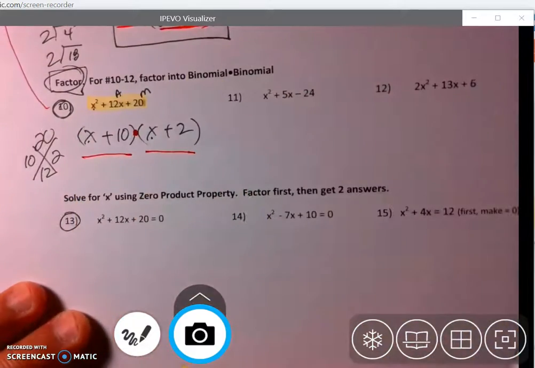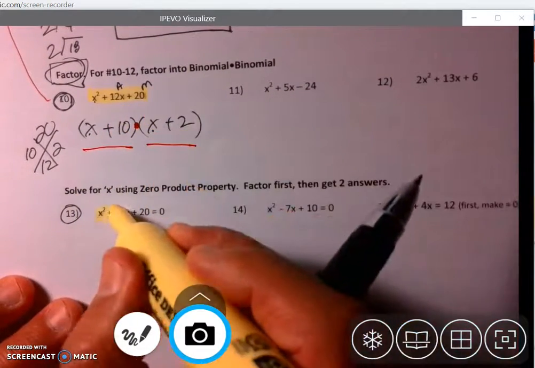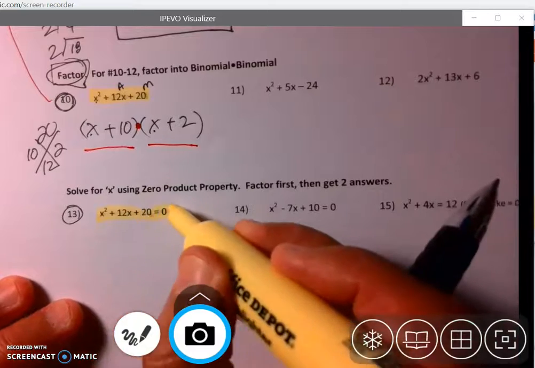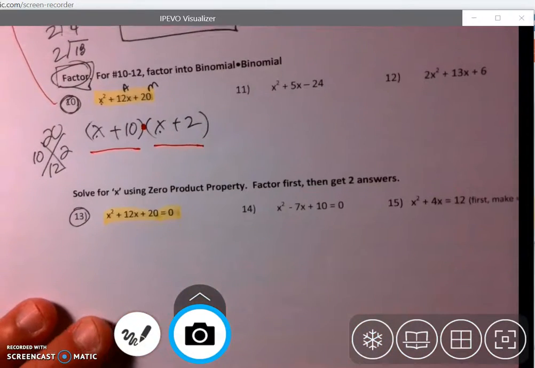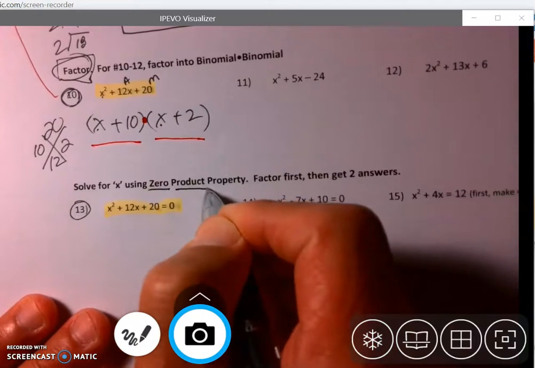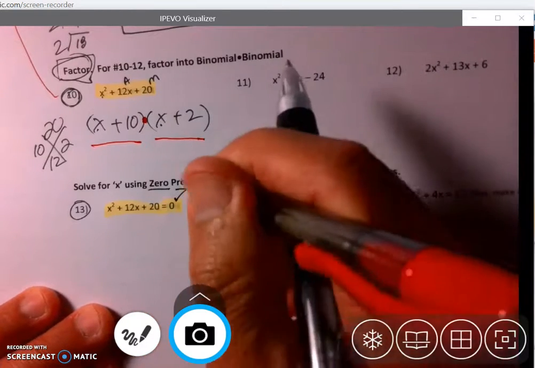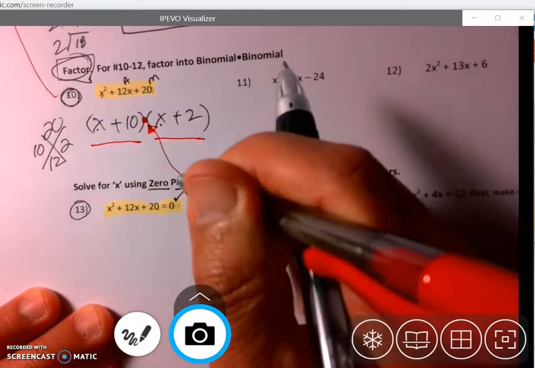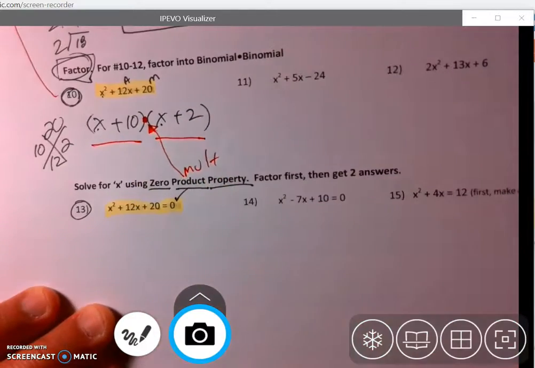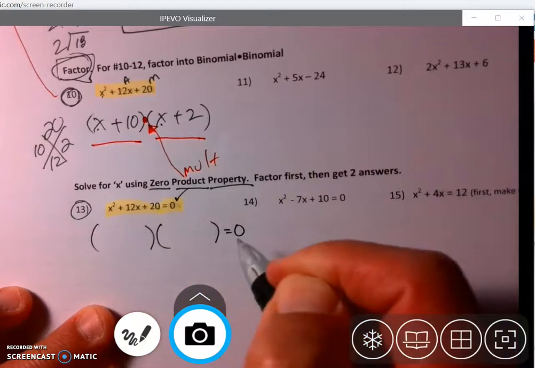This is x squared as number 10, x squared plus 12x plus 20. This is x squared plus 12x plus 20, but now there's an equal sign. And so you're actually going to solve for x. The way you're going to do this is called the zero product property. It's already equal to 0, which is good. Product means multiply. And so essentially we want to factor this like we had been doing in the previous problems.